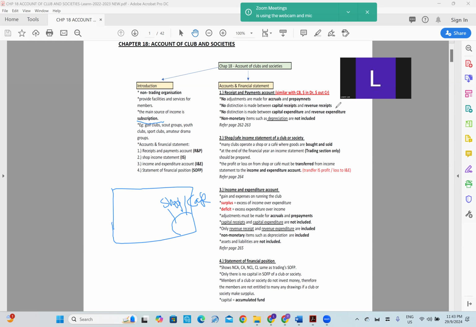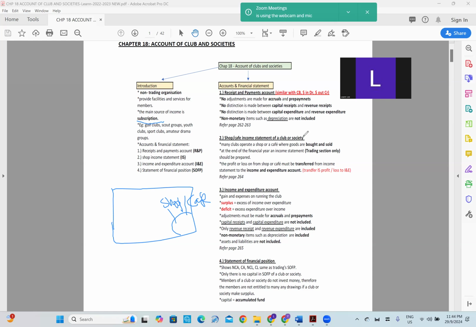It means that even though you sell and buy an asset, you still need to record it in your R&P if you receive cash or have a bank transaction. So there is no difference between capital expenditure and revenue expenditure. As I said, even though you buy a non-current asset, you still put it into the R&P, same as your cash book. Non-monetary items are not recorded, meaning depreciation, provision for doubtful debts, and recovery of debts are not here.